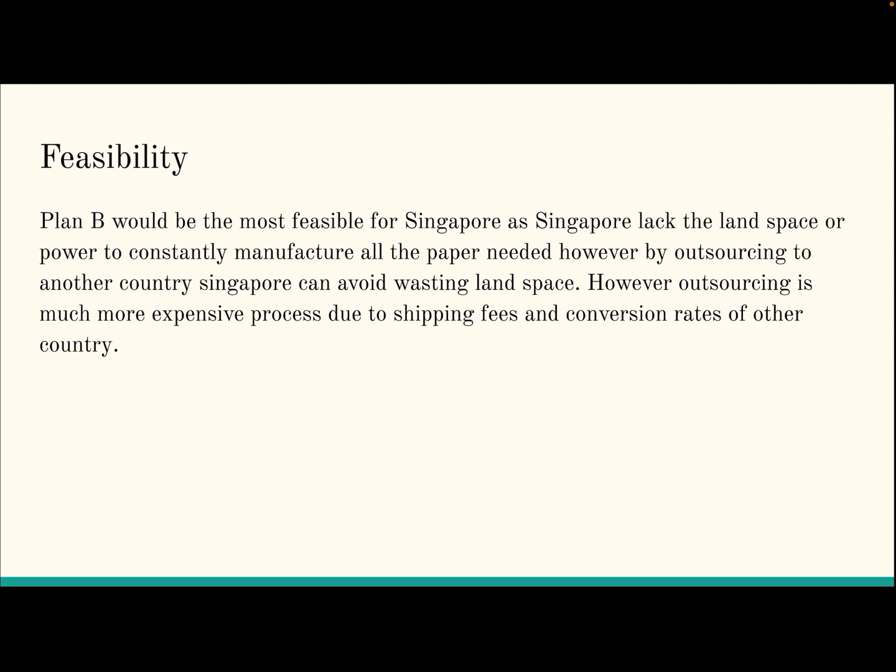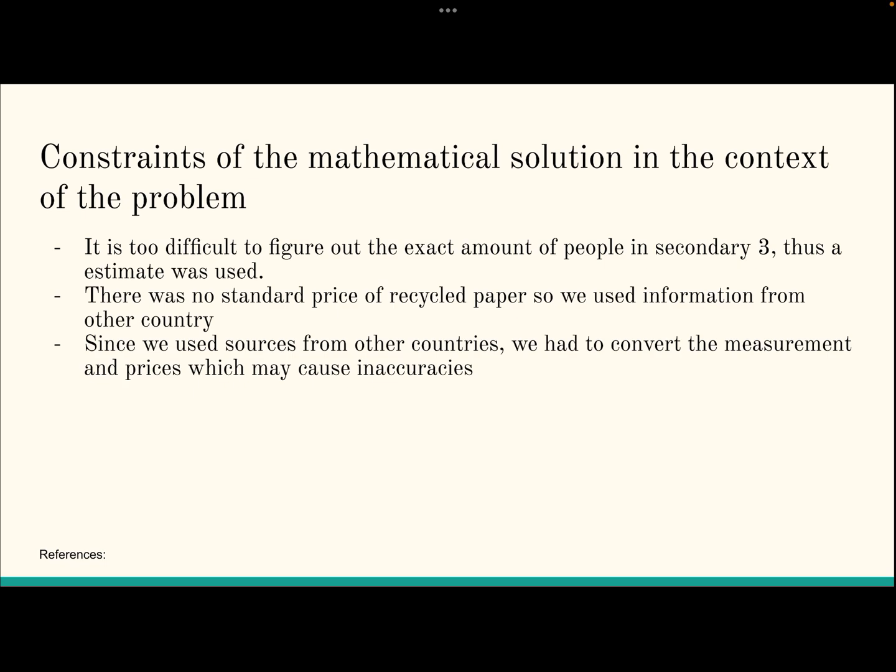Although outsourcing the paper might involve higher costs due to factors such as company profit, foreign conversion rates and shipping, Singapore has limited land and cannot afford to produce paper on a large scale. For the constraints of the mathematical solution in the context of this problem, it might be too difficult to figure out the exact amount of people in Sec 3, thus an estimate was used.